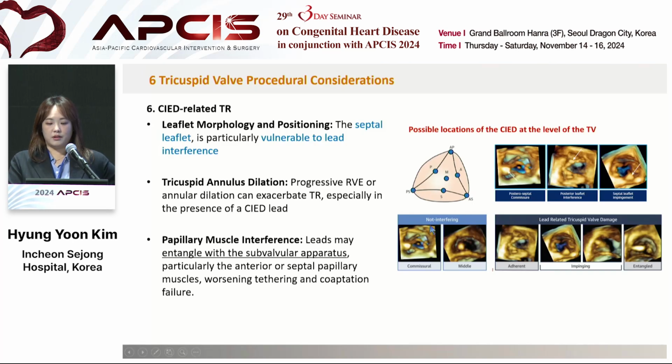So there are interfering or non-interfering types of leads for the tricuspid valve, but progressive RV enlargement or annular dilatation can exacerbate TR, and the leads can entangle with the subvalvular apparatus, so the TR develops.